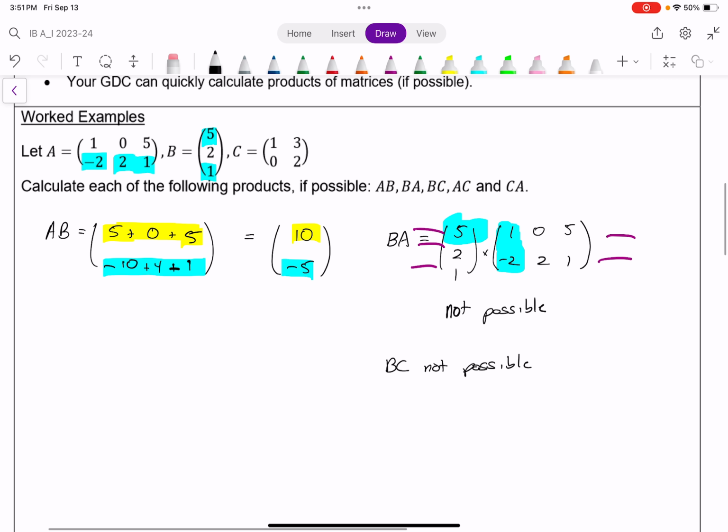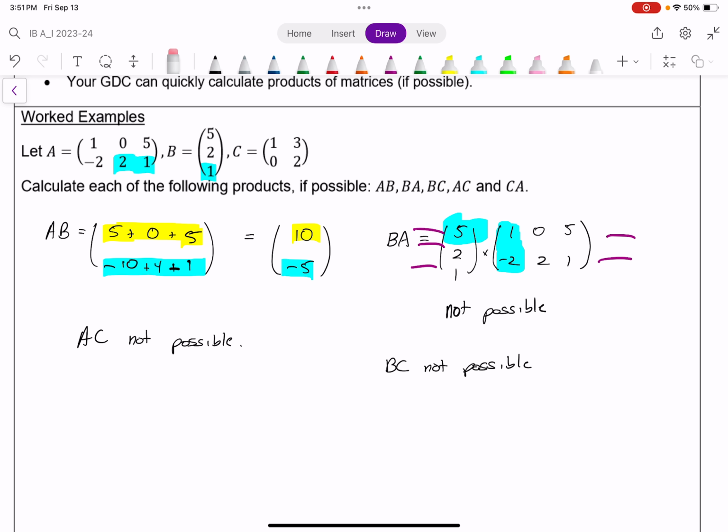All right, what about AC? We're looking at these two. Well, A has 3 columns, C has 2 rows. It's not possible. So I guess now the question is, are any of these possible? Yeah, the last one is.